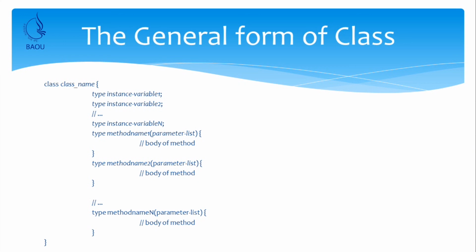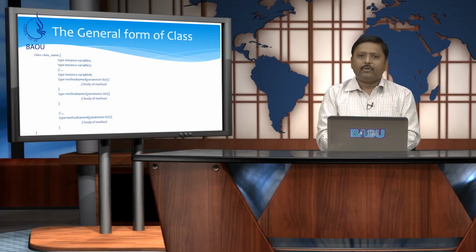Now, we will discuss structure of method shortly, but every method has a name, a return type and an optional parameter list, and every method has a body which is represented between curly braces, and in one class we can have n number of methods. So, this is the general form of class, but now we take one example so that you can better understand how to define a class.